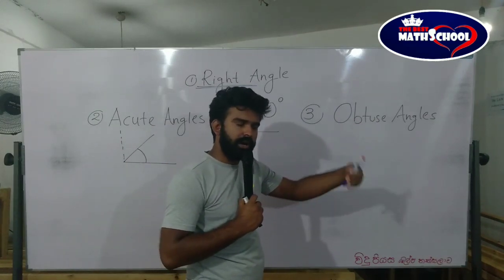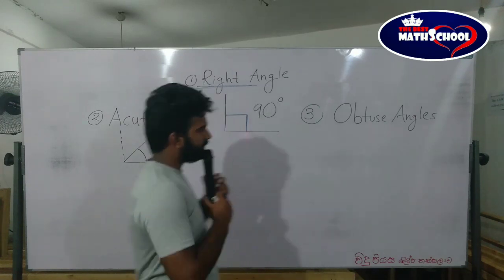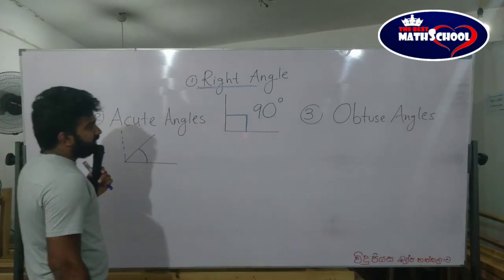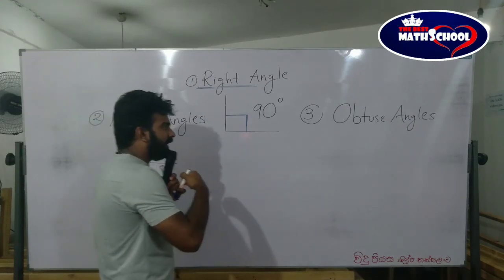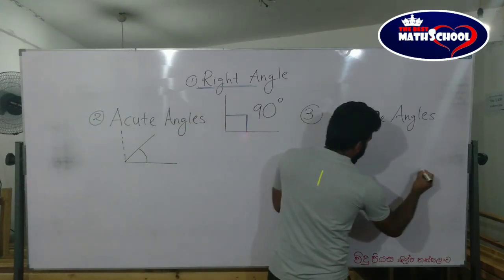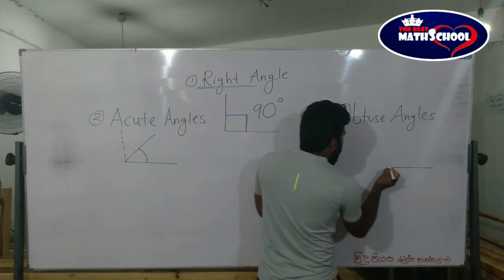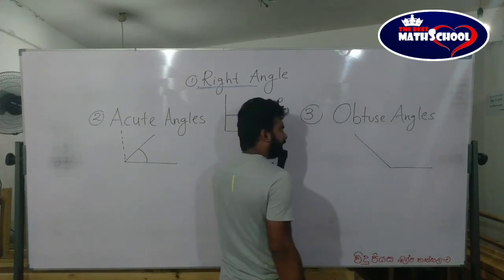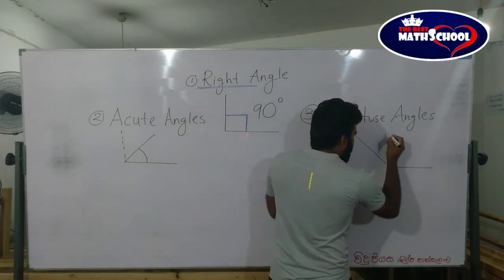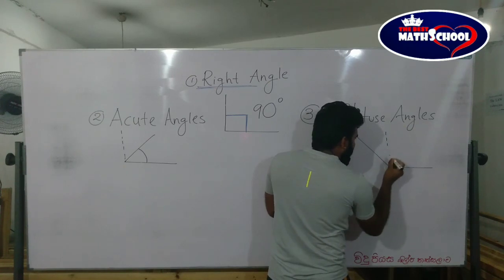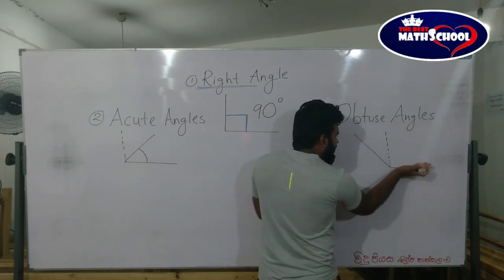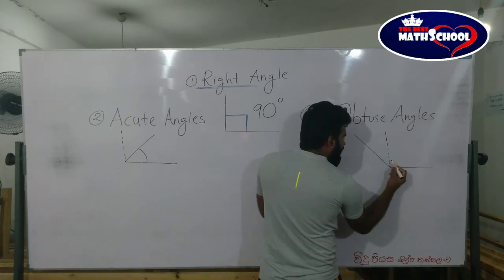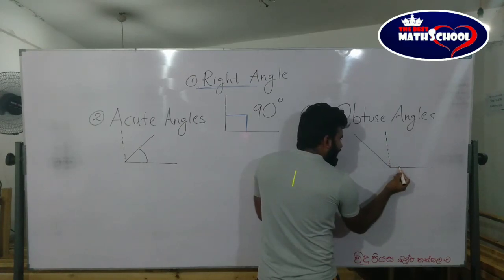91, 92, 100, 120. Likewise, if we are going to increase more than 90, that means more than 90. Right? If I take an angle like this, if I am marking the right angle, it will only come up to here. The next arm should come up to here, so it will be a right angle.